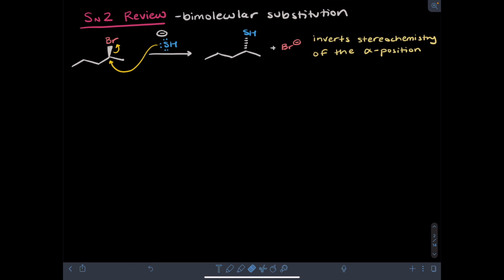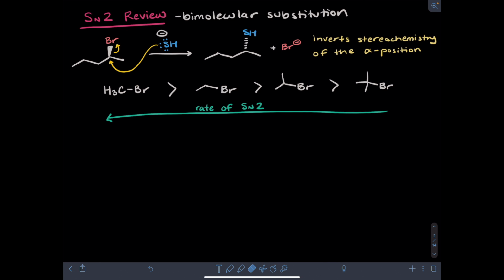SN2 reactions will always invert the stereochemistry of the alpha position. In this case, I showed this in my product by drawing the bond to the SH group as a dash instead of the wedge to bromine that was there starting out.